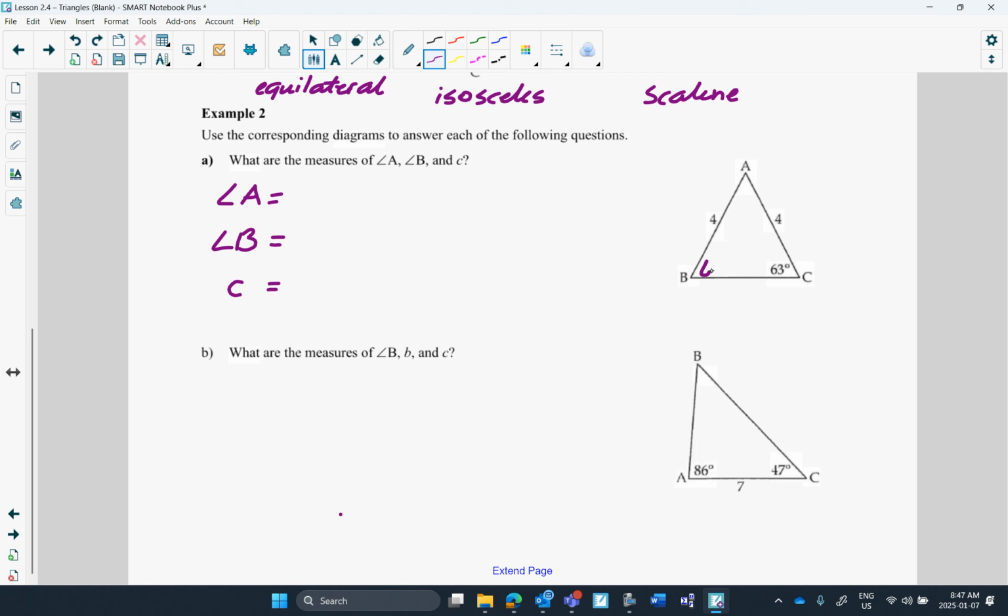63, because the two opposite sides are equal, which means those two angles must be. So we got that. Which means now we can get A. By just doing 180 minus 63 minus 63, or 180 minus 2 times 63. And that will give us 54 degrees.